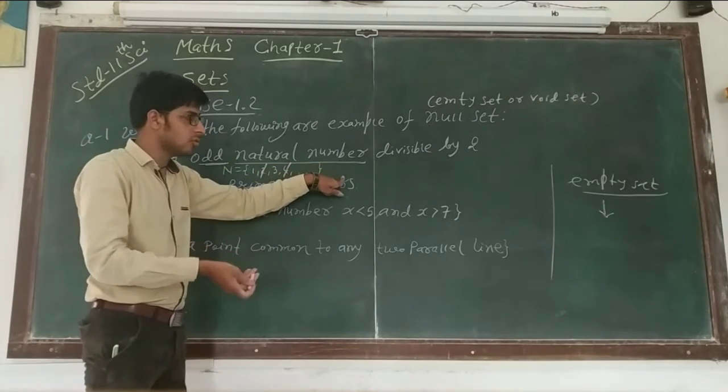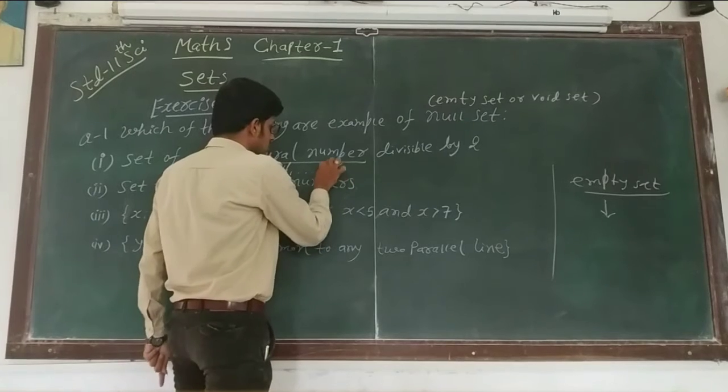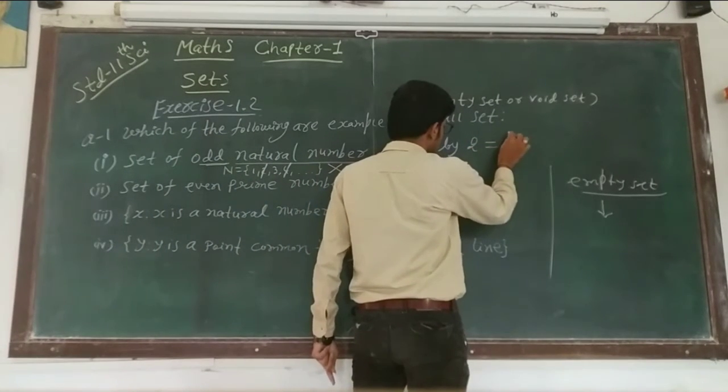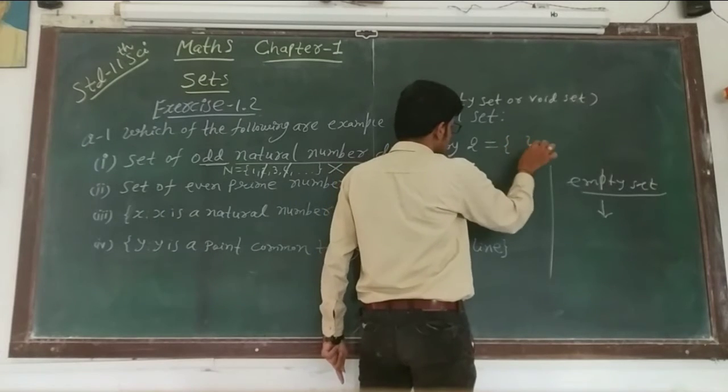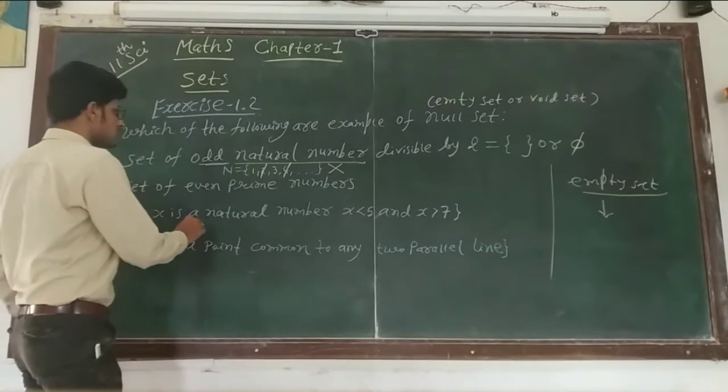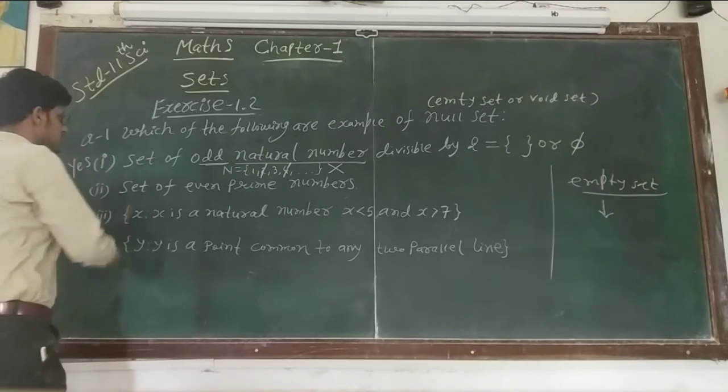Is it divisible by 2? Yes or no? So the answer is no. So in this set there are no elements. Okay, so the answer is null set, denoted by phi. So the answer is yes, it is a null set.